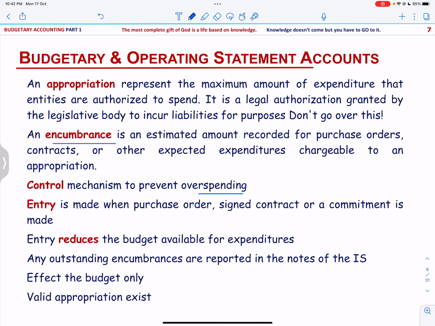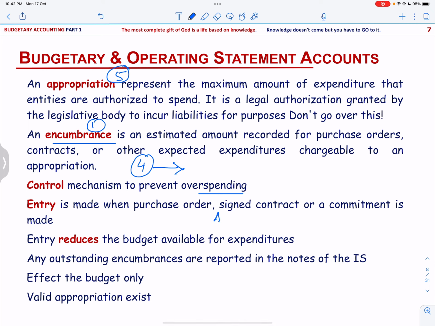So, if the appropriated amount is, suppose, 5 million, and an expenditure of 1 million is to be made in the first quarter. So first of all, 1 million will be encumbered from the appropriated amount, and the balance appropriated amount of 4 million will be left, and this is to be spent for the remaining part of the year. The entry reduces the budget available for expenditure.